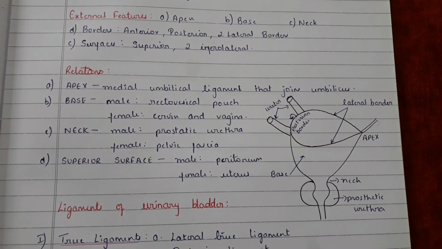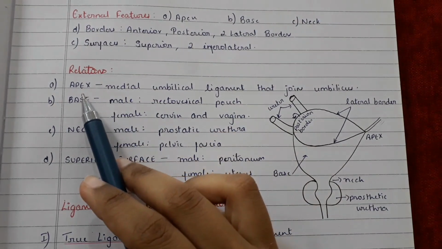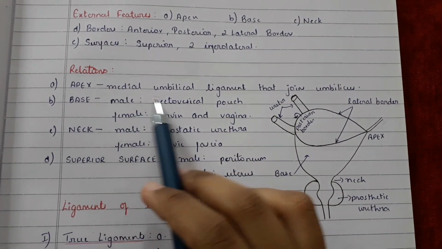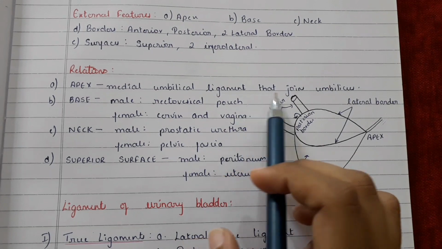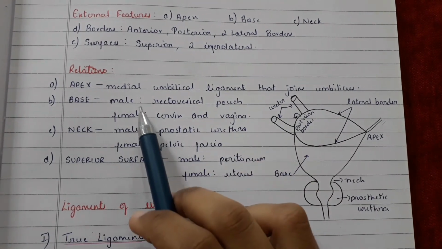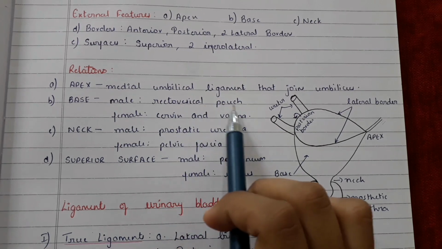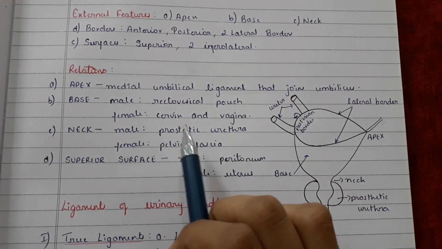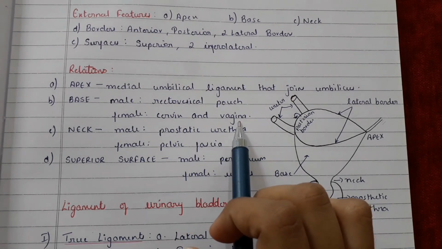Relations of the urinary bladder. At the apex, we have the medial umbilical ligament that joins the umbilicus. At the base, in males, there is the rectovesical pouch. In females, the cervix and the vagina.